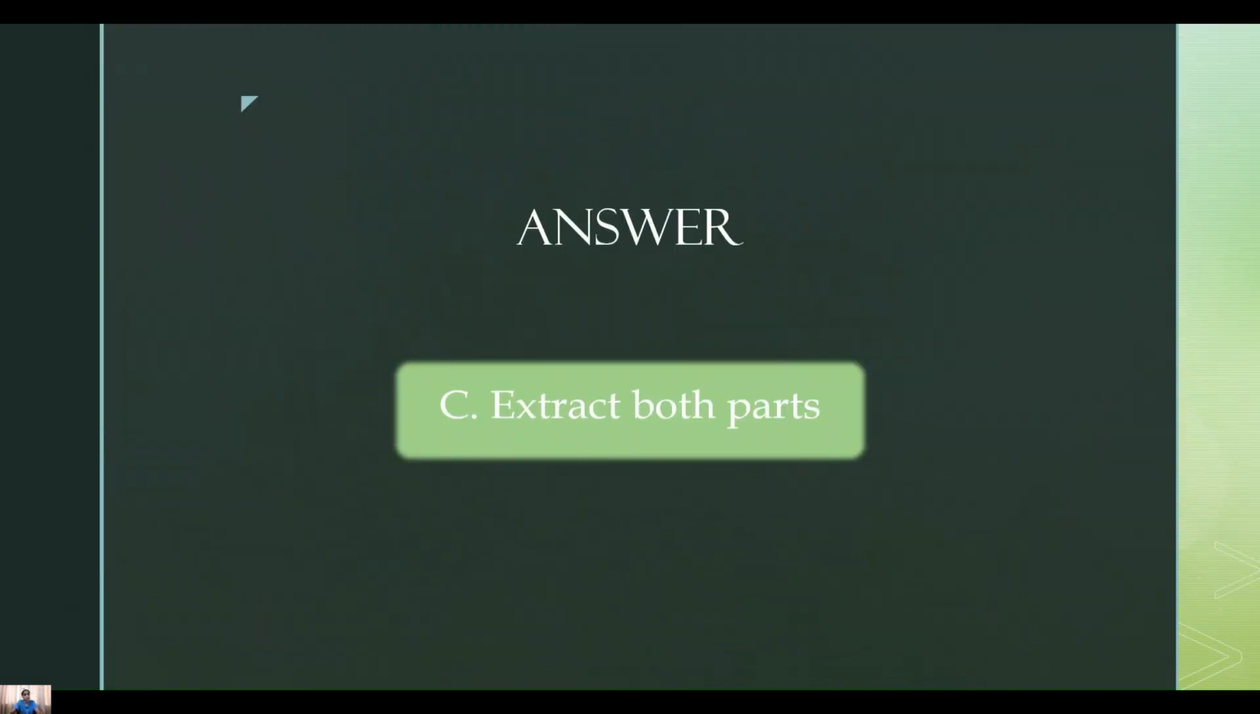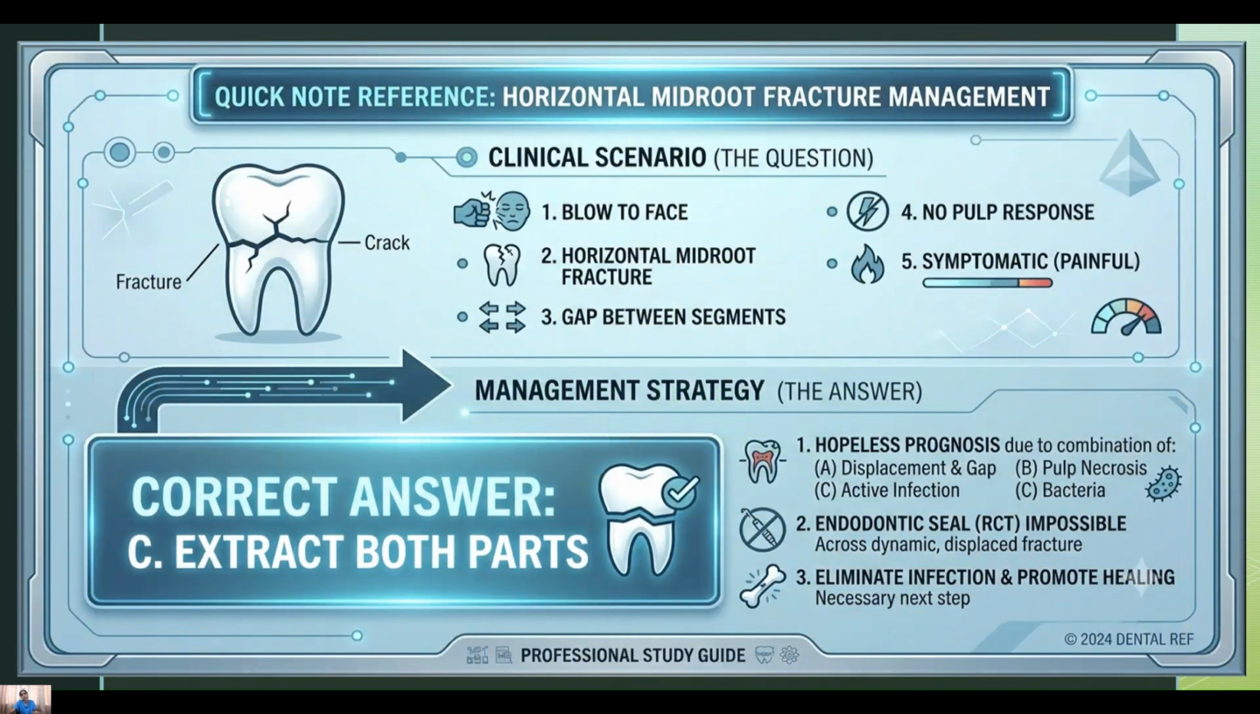Extract both parts. While horizontal mid-root fractures can sometimes be stabilized with a splint if well aligned, this case has critical warning signs: a separation gap between segments, no pulp response, and active symptoms. The presence of a gap combined with pulp necrosis in a symptomatic tooth means bacteria have invaded the fracture site. Because a predictable endodontic seal across a displaced mid-root fracture is nearly impossible, the prognosis is hopeless. Extracting both the coronal and apical segments is necessary to eliminate infection and allow proper healing. A tricky trauma case, but critical to remember.